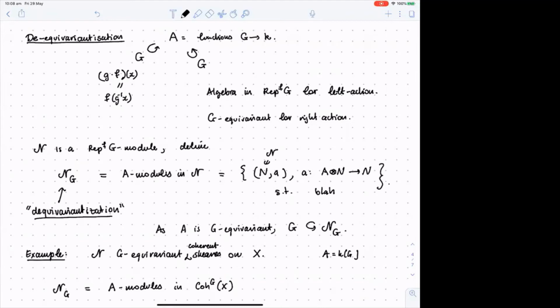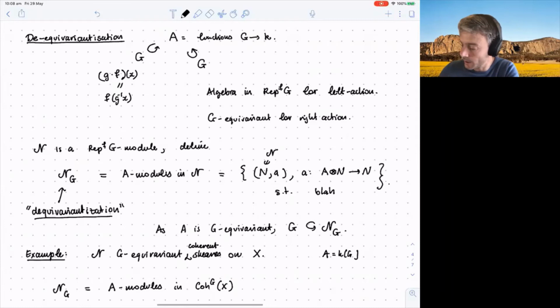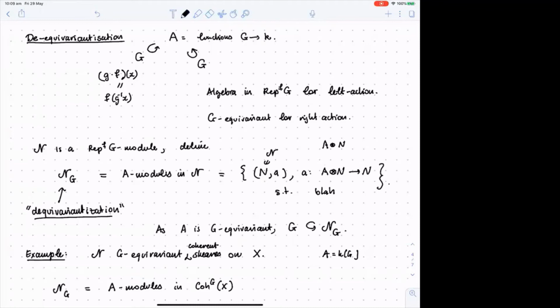Ah, so G acts via automorphisms of A. And so given an A-module, I can produce a new one by twisting by the automorphism of A corresponding to G. So given an element g in G, I want to define an object in N_G called F_g N. Exactly. And as an object in N it is still the same thing, but we twisted the A action on it. Perfect. Okay, thanks.